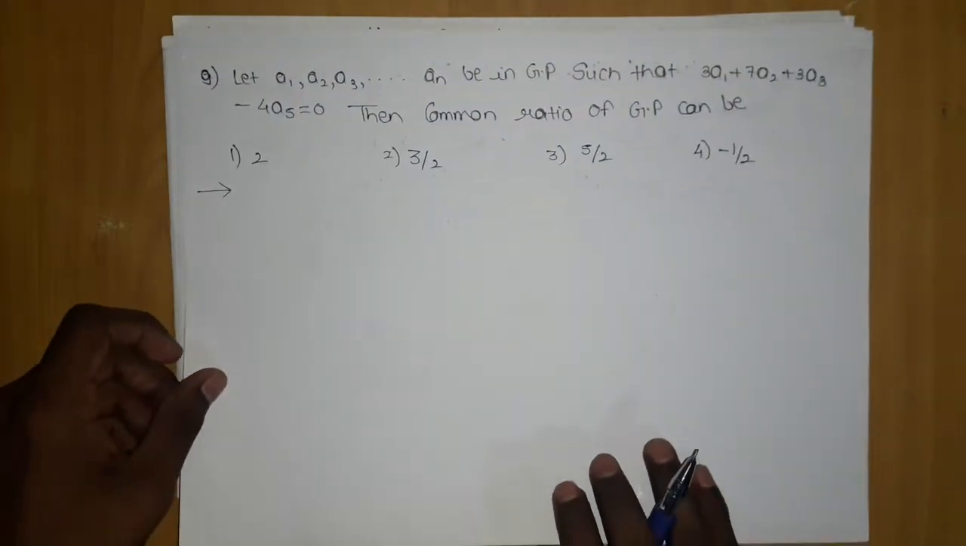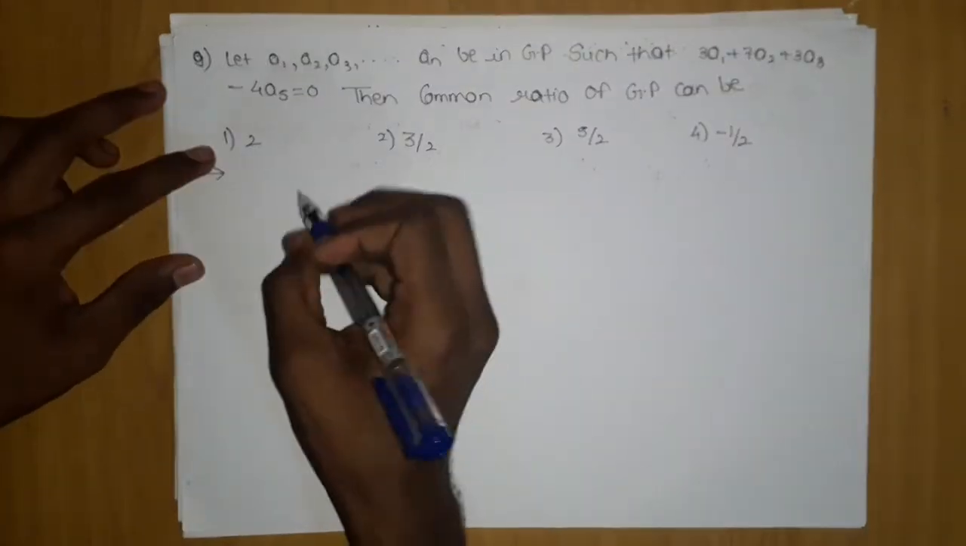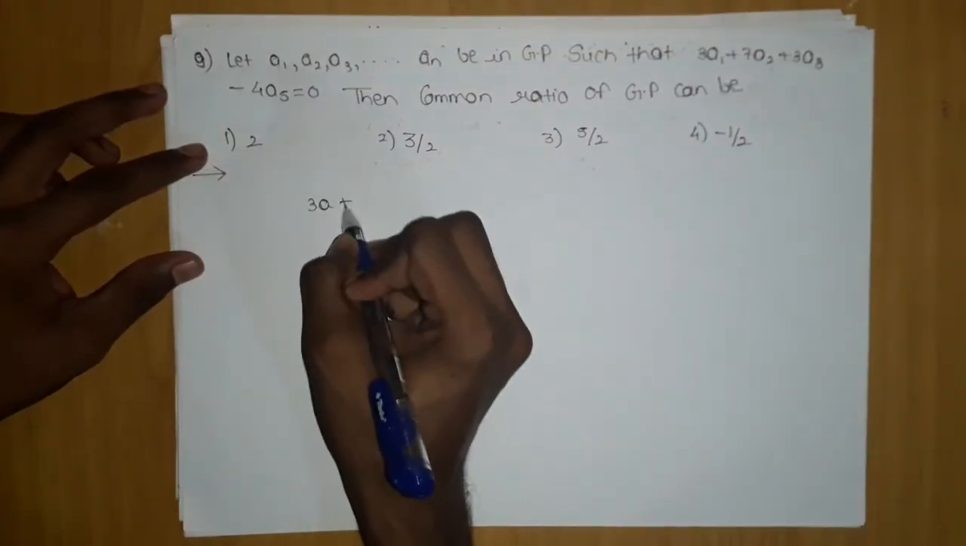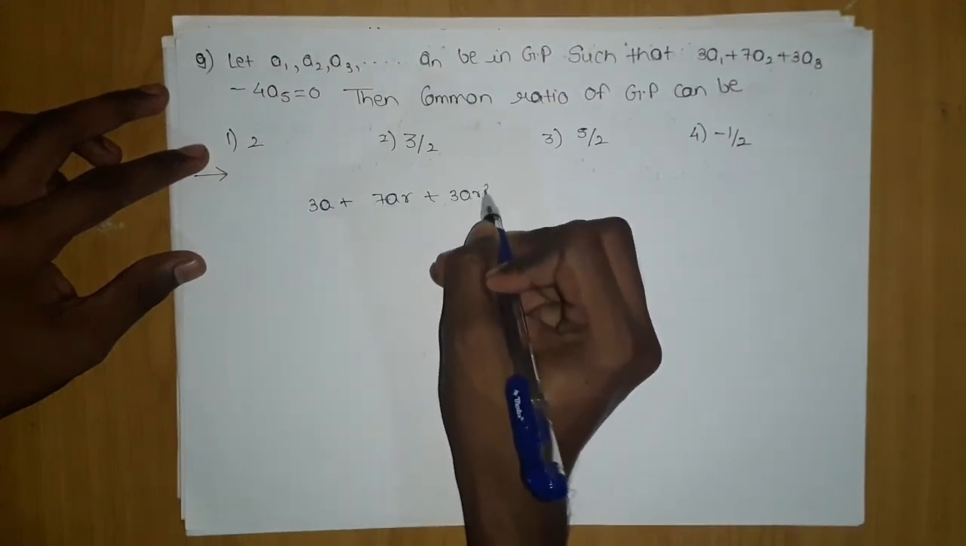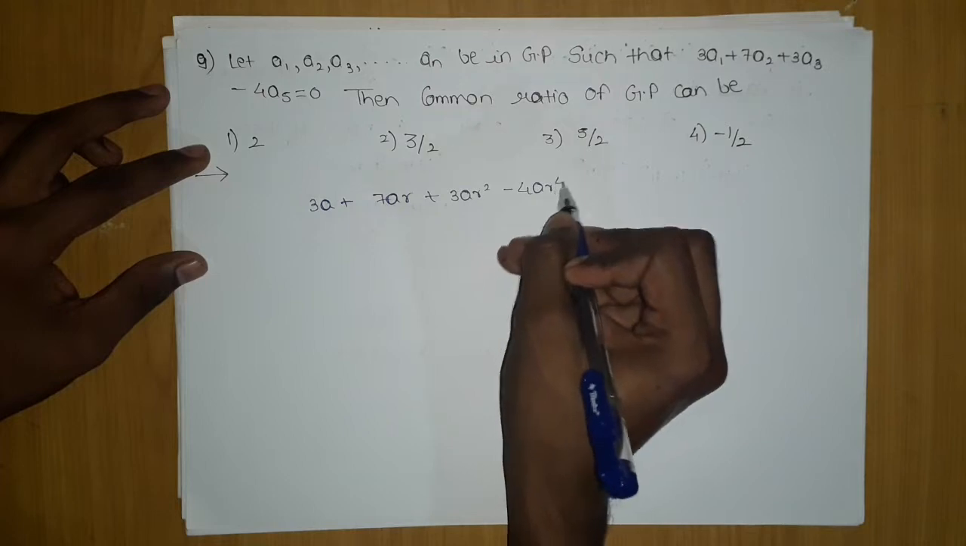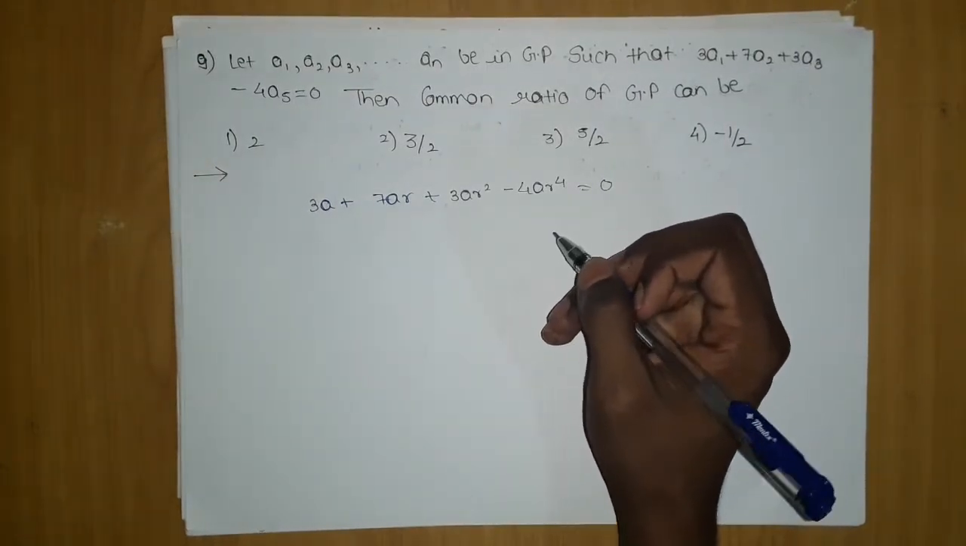So the question number 9 is as follows. It says, let a1, a2, a3 and so on be in GP such that 3a1 plus 7a2 plus 3a3 minus 4a5 is equal to 0, then the common ratio of GP can be what? The first thing, if I consider GP, I can write 3a, 3ar, 3ar square, and 4ar raised to 4 should be equal to 0.